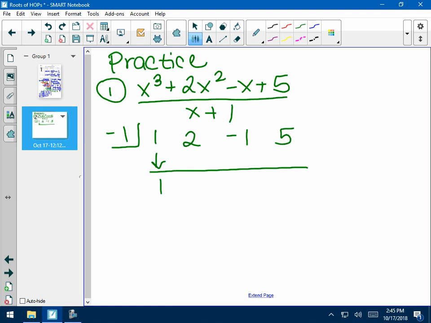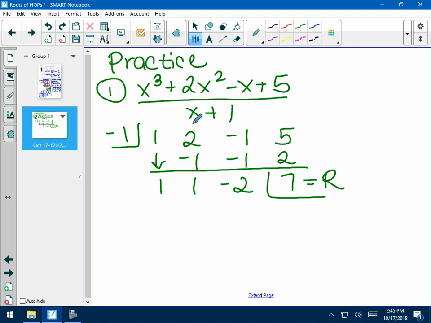So we always start by bringing that first number down. So when I bring down the 1, 1 times -1 is -1, plus 2 is +1. Okay, repeat the process. 1 times -1 is -1, plus the -1 above it is -2. And finally, -2 times -1 is 2, plus the 5 above it is 7. That 7 that we get at the end is a remainder.